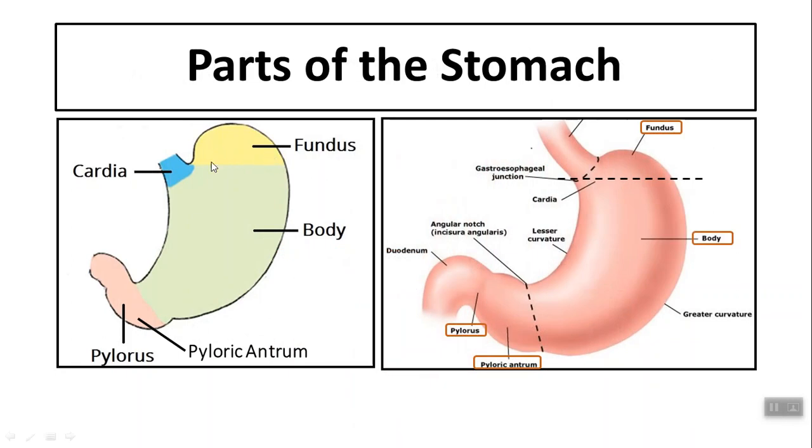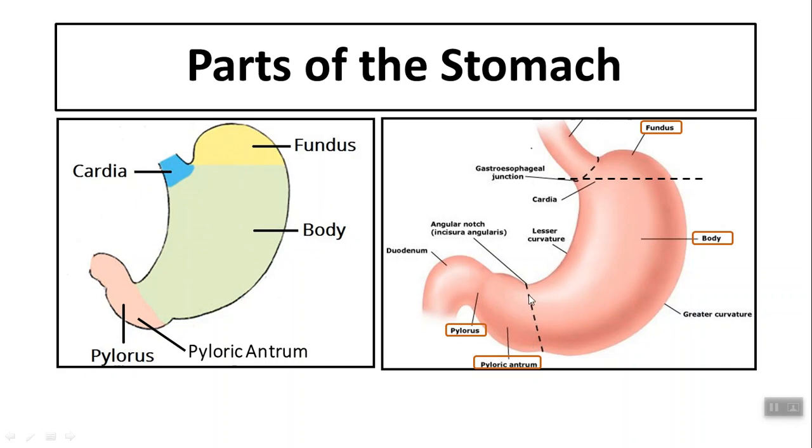What are the parts of the stomach? The part of the stomach that lies above the level of the cardia, that is dome shaped and usually filled with gas, is called the fundus. The part that extends from the level of the cardia, below the fundus, to the level of the incisura angularis, or angular notch, a constant notch in the lesser curvature, is called the body of the stomach. So we have the fundus and the body.